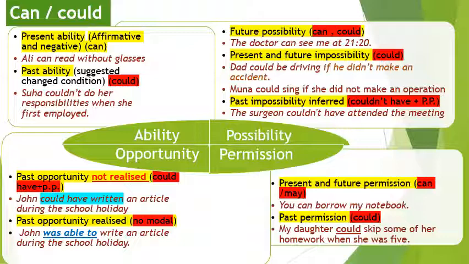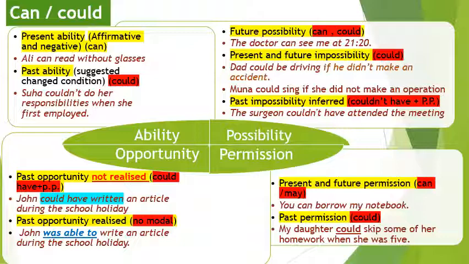As to present and future impossibility this time, here, Dad could be driving if he didn't make an accident. We usually insert the if clause in order to show that if it were not for this action or this event, something else would have happened. And we always need to be very careful with the tense of the sentence.